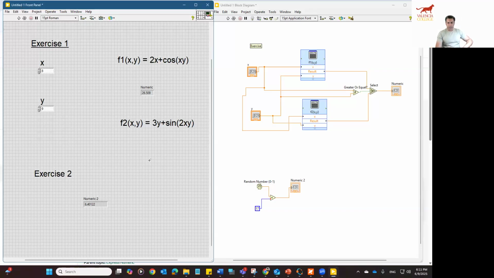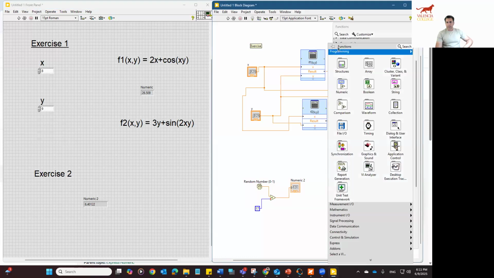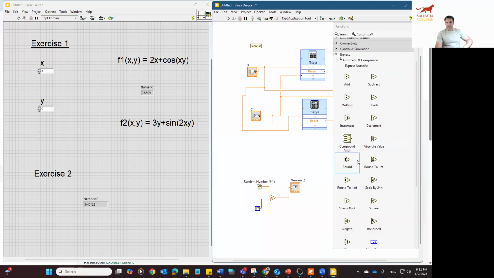Where are those functions located? Again, those functions are located in the mathematics library. Right here, round. So you have round functions. So if you want to round this number up, then the output of the multiplication block will be connected to the round function, and the round function is going to go to display the value.